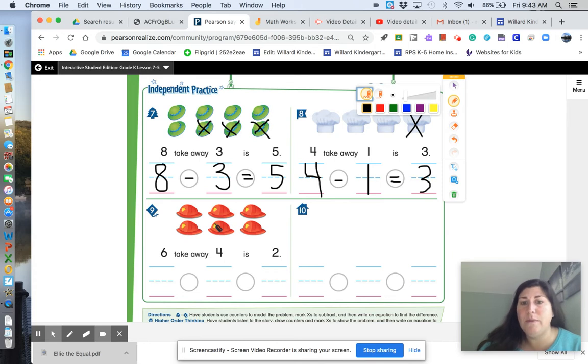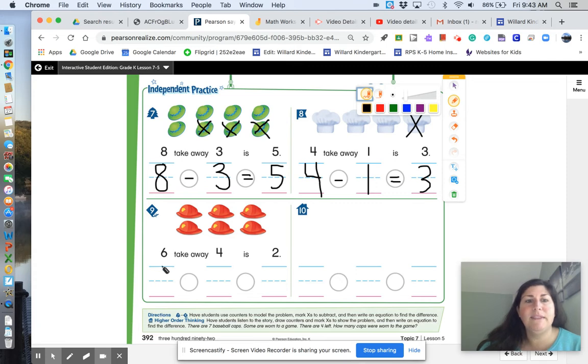Let's go to this last one. We're going to write one more equation together, and then we're going to try this challenge problem. So we have 6 in all, and then we're taking away. Remember, take away is Linus the minus. Take away 4. I'm going to write 4 here. And then is Ellie the equal. Let's see how many we have left. 2 left.